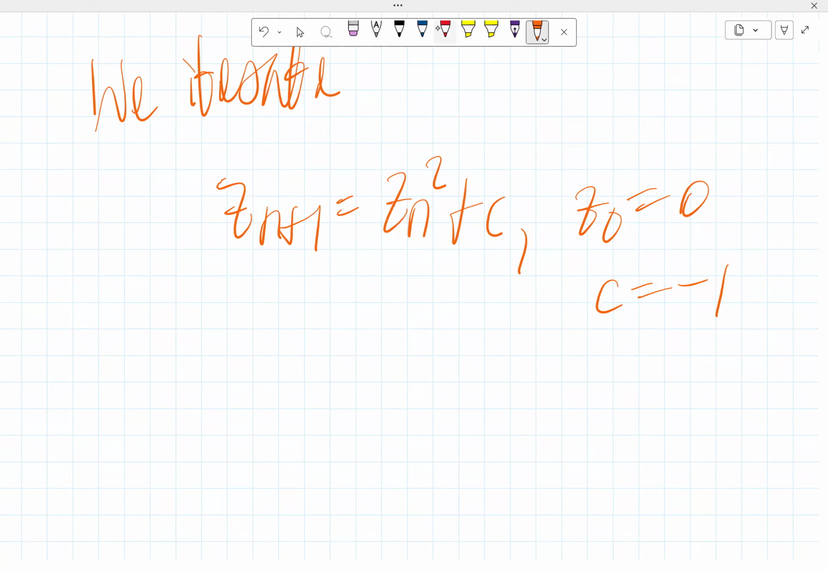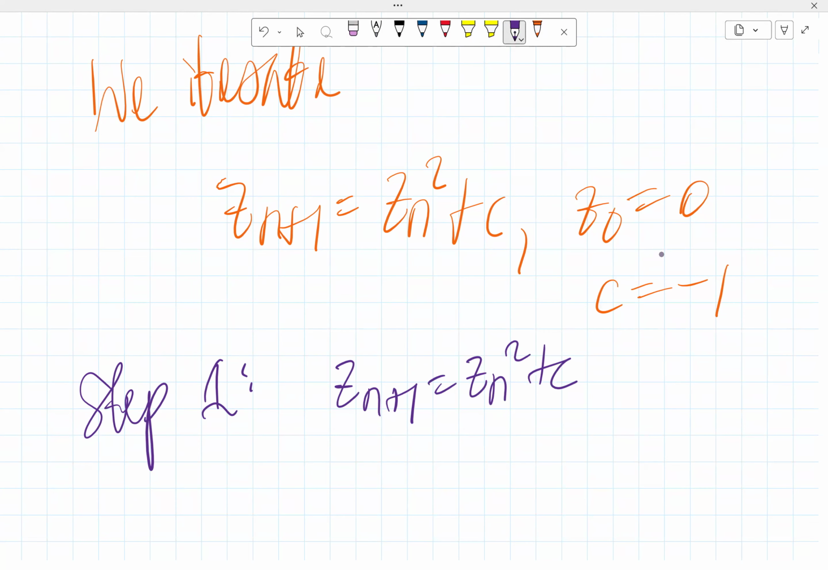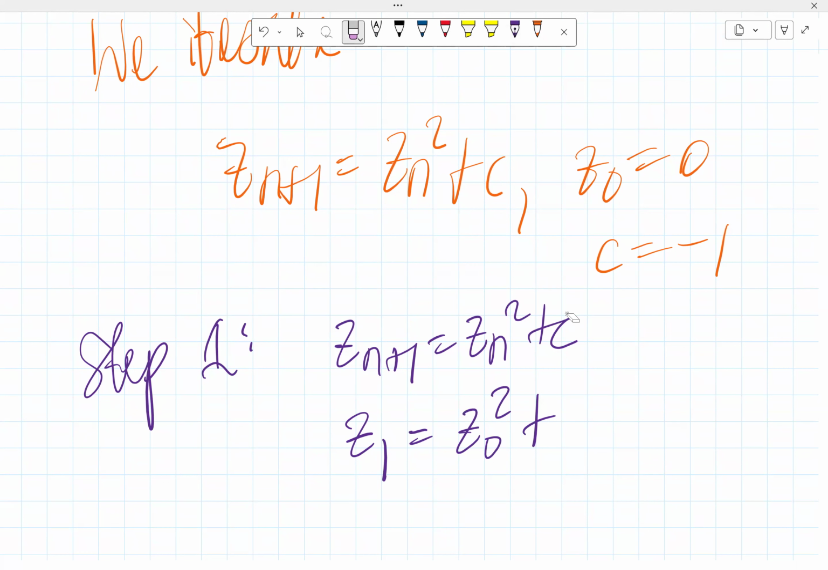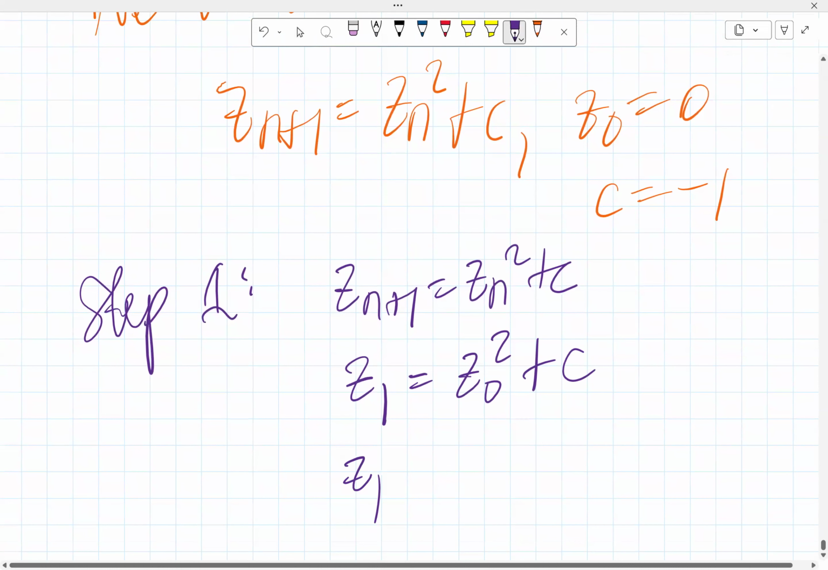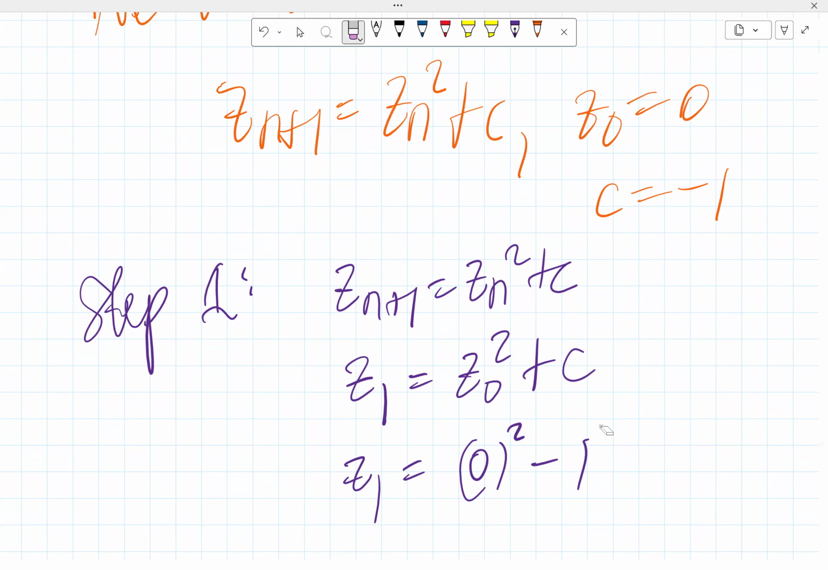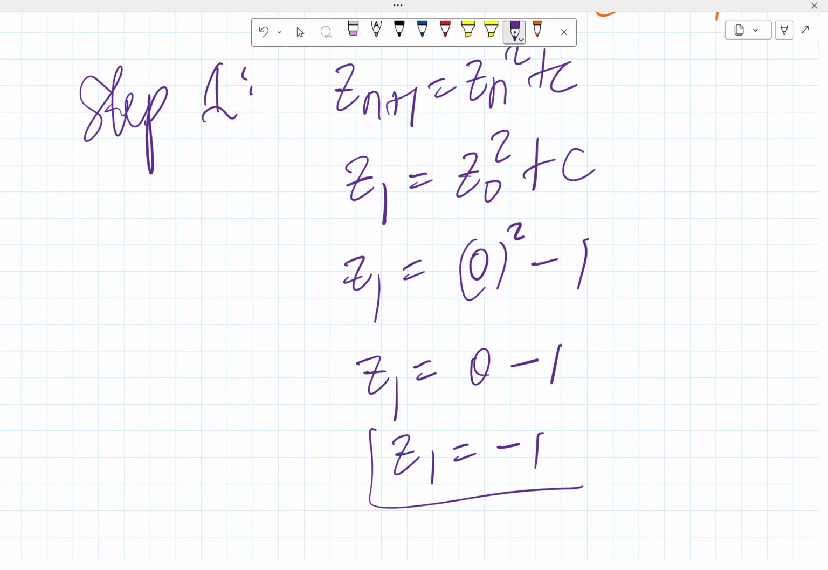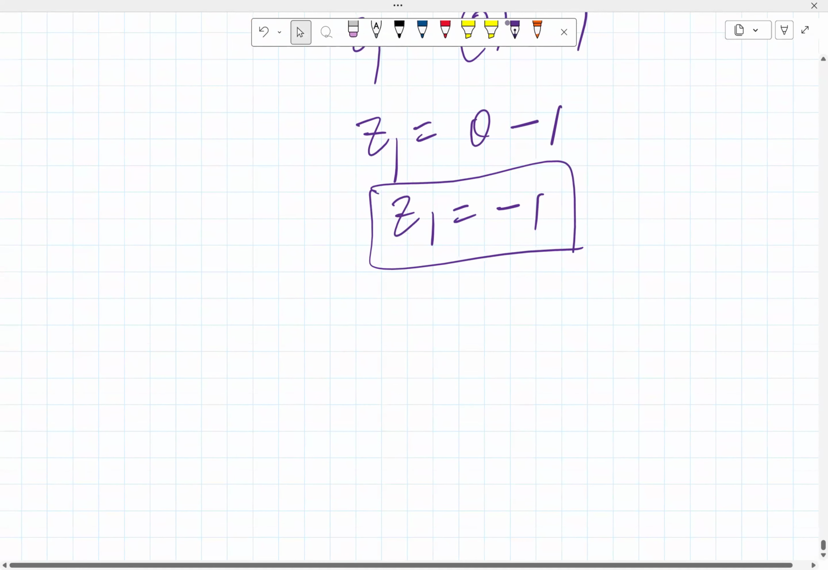So step 1, we have Zn plus 1 equals Zn squared plus C. So at step 1 we have Z1 equals Z naught squared plus C. Z naught is 0 and C is minus 1. So that means we have Z1 equals 0 minus 1. So Z1 is equal to minus 1. We keep that. Then we move on to step 2.